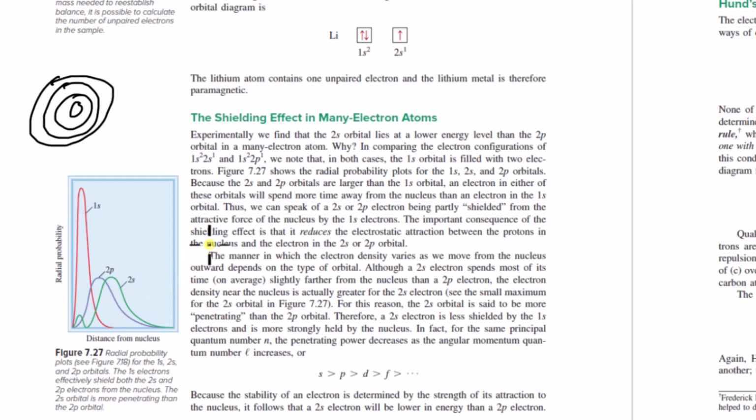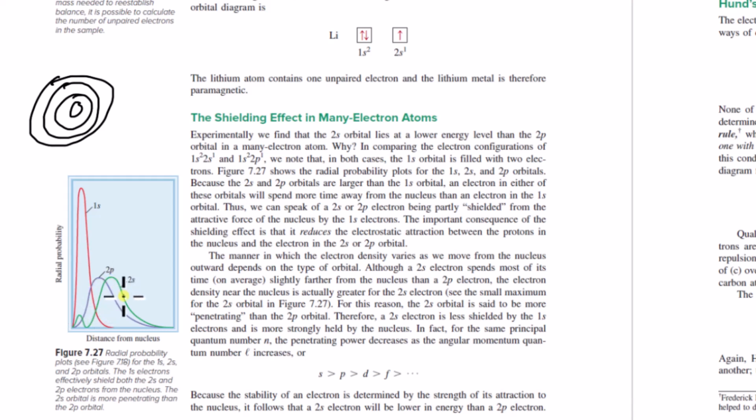Electrons that have lower principal quantum numbers, or electrons that are in smaller orbitals, shield electrons in larger orbitals from the attractive force of the nucleus. They do this because like charges repel. The outer electron potentially wants to move closer to the nucleus, but it's repelled by the inner electron.